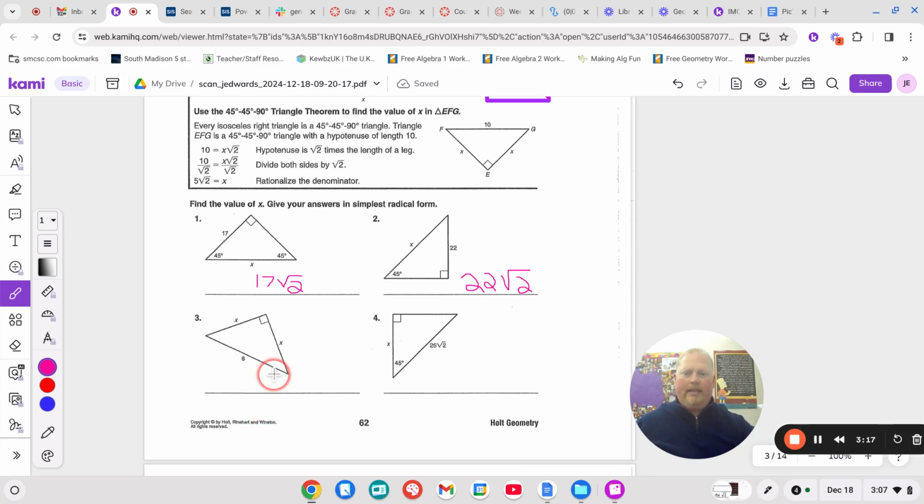So I'm going to take this 8 and divide it by 2, which gives me 4, and then multiply by the square root of 2. So 4 square root of 2 is my final answer.